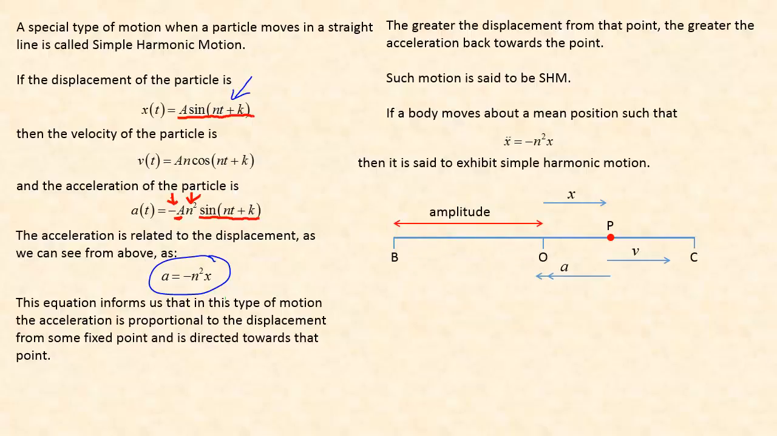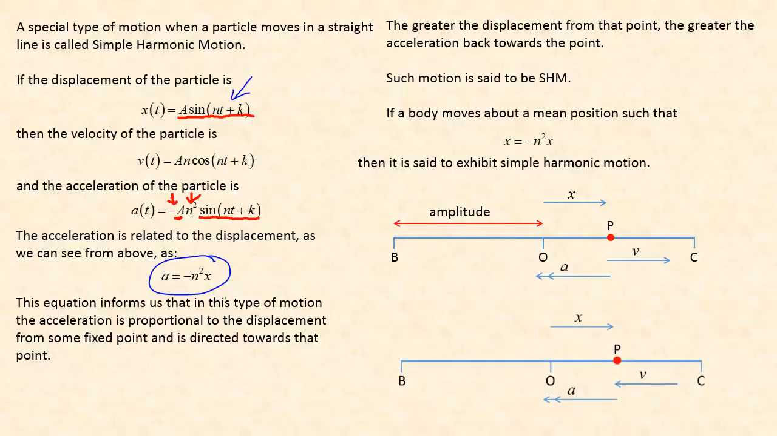The amplitude is the distance from O, which is known as the mean point, to one of the ends. That's the amplitude of the motion. And that's actually equal to a here in this original equation.